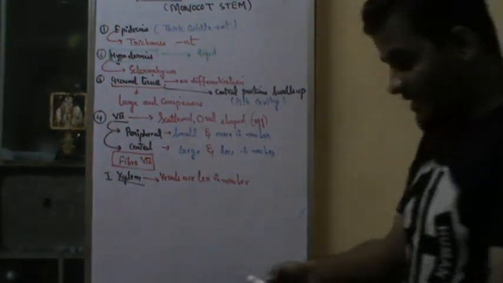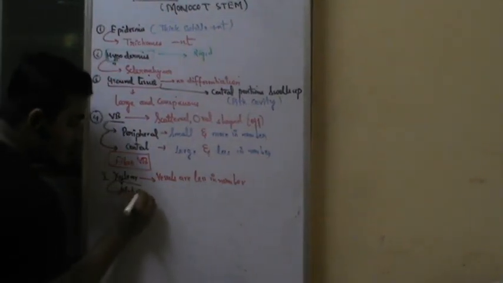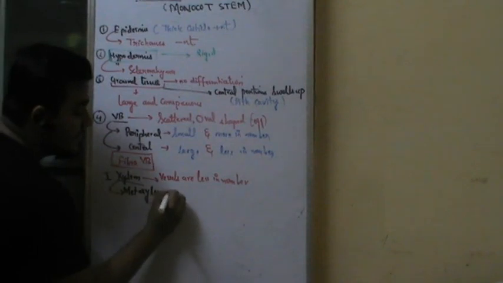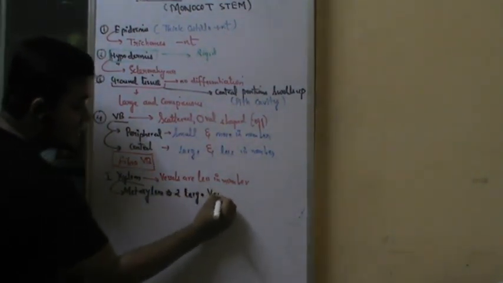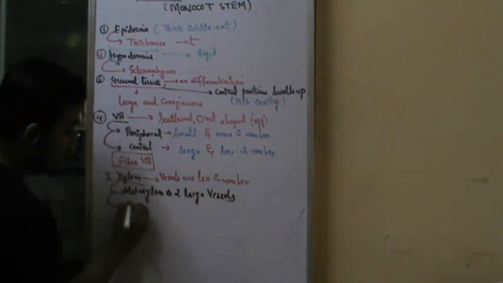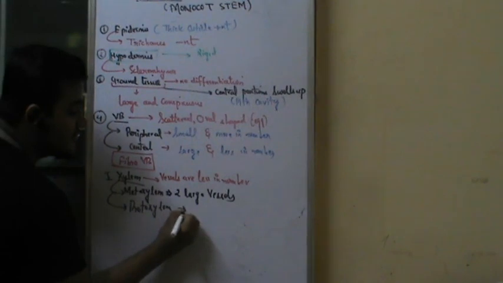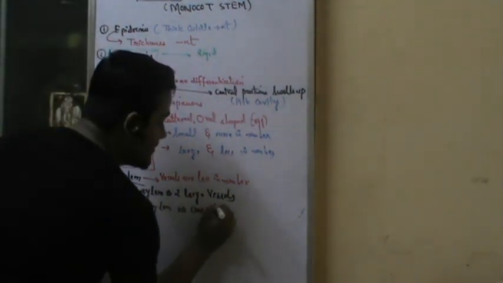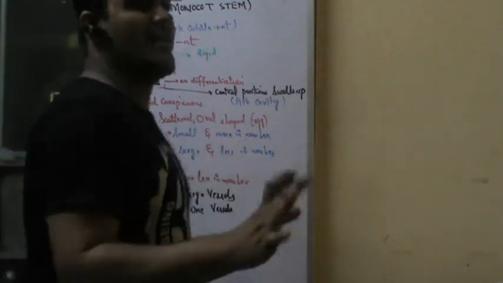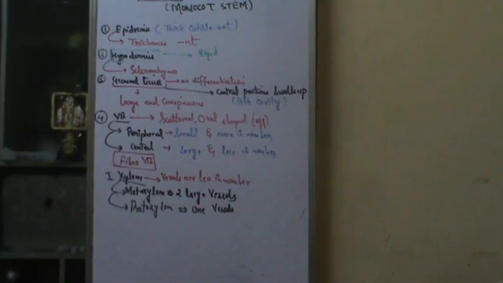Okay, these are some points that you should know. In case of metaxylem, there occur at least two large vessels. But in case of protoxylem, there occurs one or very few large vessels, or no vessel at all. At least one or not even one. It's something which is the condition of protoxylem that you have to remember.